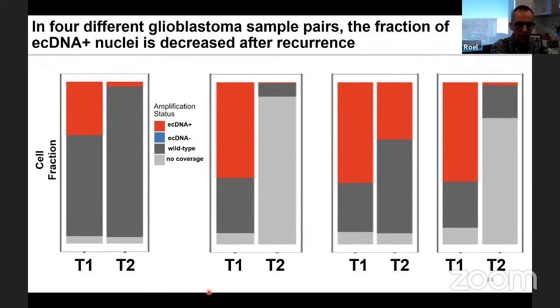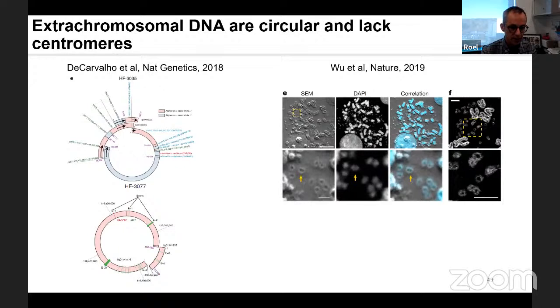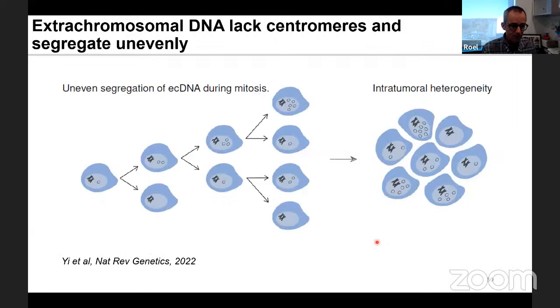Now, as I've extensively pointed out, we, but also others like Paul Mischel, have shown that ecDNAs are circular and that they lack centromeres. On the left is our sequencing data. On the right is a paper from Paul Mischel's group who used electron and confocal microscopy to demonstrate the circularity, for example, of ecDNA. And as I mentioned before, ecDNA is segregated unevenly during mitosis. This results in unevenness of the number of ecDNA copies across cells and derives intratumoral heterogeneity.